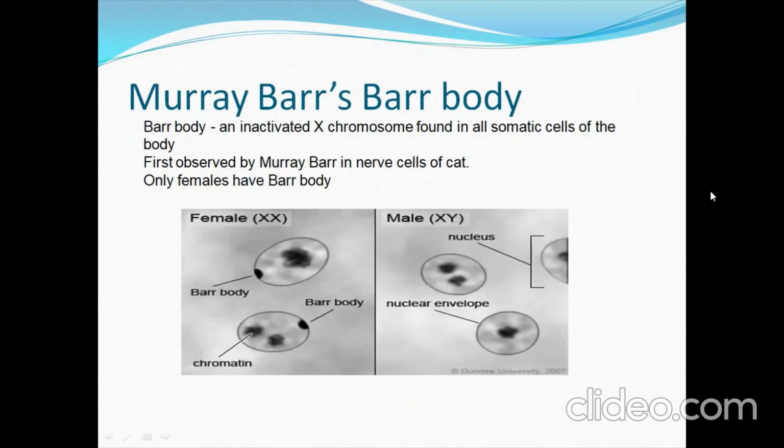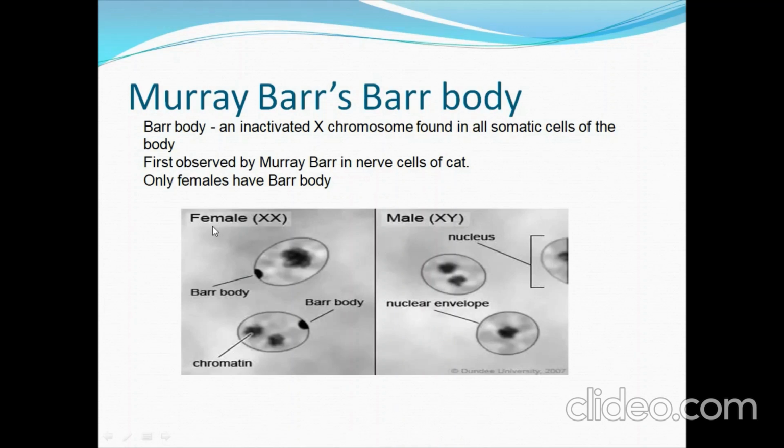While working on the nerve cells of cats, the scientist Murray Barr observed a darkly stained body in the nucleus. So here you can see the darkly stained body in the nucleus. He called it the Barr body. He also observed that it is found only in the case of females. So the Barr body is found only in females, and it is absent in males.